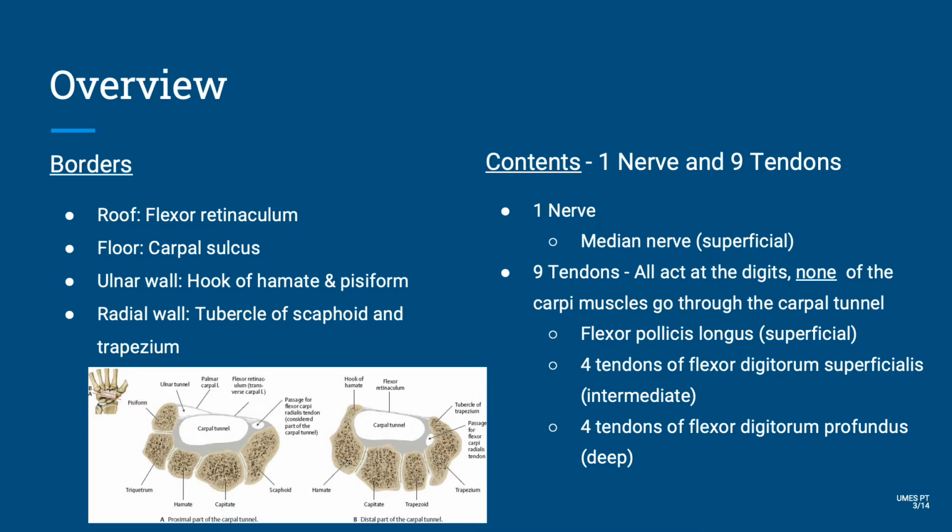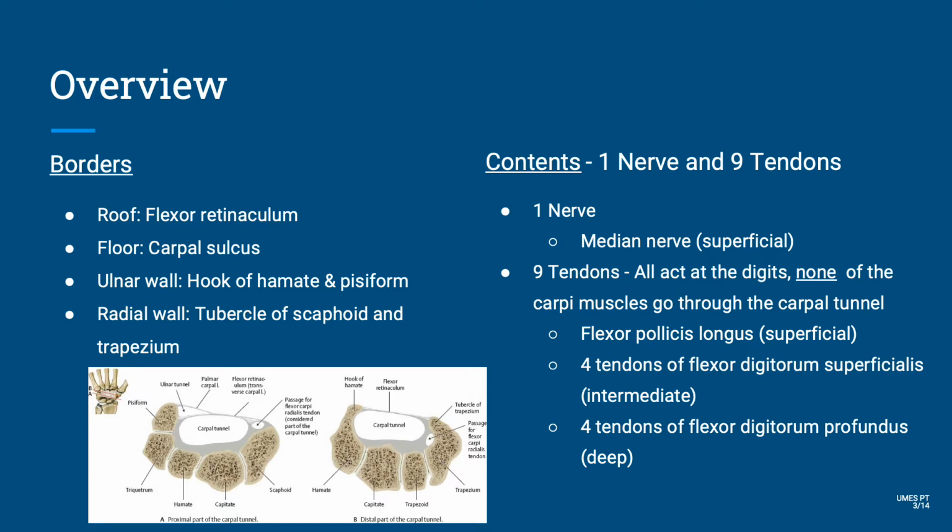This is a quick overview of everything you learned in Module 1. Again, the borders of the carpal tunnel: the roof is the flexor retinaculum, the floor is the carpal sulcus, so depending on whether you're in the distal or proximal portion of the carpal tunnel, it depends what you're going to see. The ulnar wall is either the hook of the hamate and the pisiform, and the radial wall is the tubercle of the scaphoid and the tubercle of the trapezium.